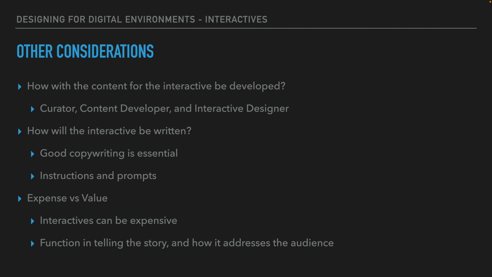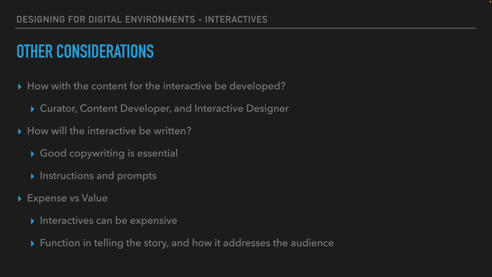So ultimately, how is the content for the interactive going to be developed? Who's in charge of that? Who's the curator that's going to go ahead and pull this up? Is the person in the space going to pull stuff? Do you have somebody else then that's set up for content development? So they're going to go in and actually create what is there. Do we have an interactive designer then that's going to take content that other people are pulling and placing it into the system to create what it is that we're going to be working with?